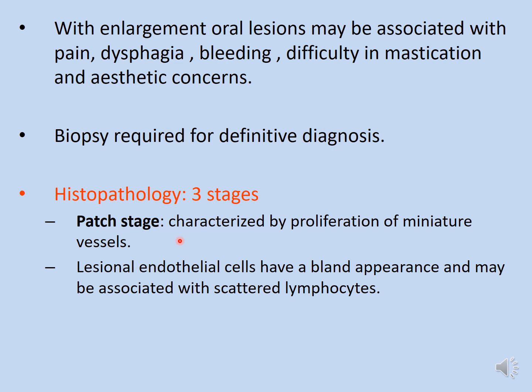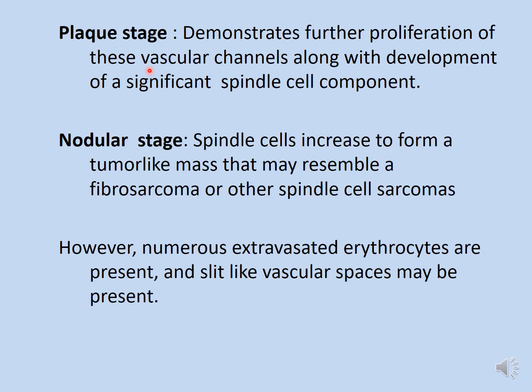Kaposi sarcoma is a malignant neoplasm. It's a rare neoplasm, and is not something that is required for a third year student to know in detail, but it's good to know information in histopathology. So it has a patch stage, which is characterized by proliferation of miniature vessels. Lesional endothelial cells have a bland appearance and may be associated with scattered lymphocytes. Then you have a plaque stage and a nodular stage. However, numerous extravasated erythrocytes are present, and slit-like vascular spaces may also be present. The details you can refer to in the notes.